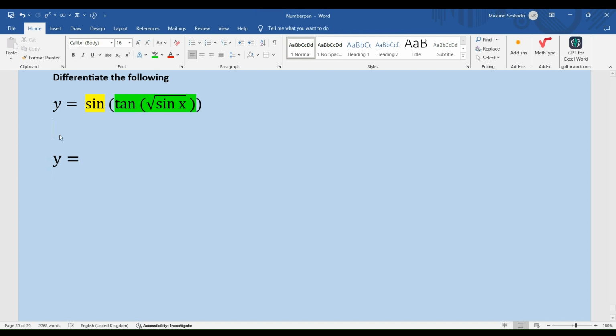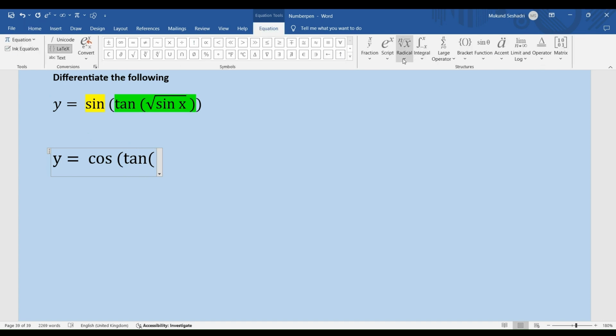I first differentiate the outer function, which is my sine highlighted in yellow, with respect to the inner function, which is highlighted in green, right? So I'm going to write it. I retain the inner function as it is. So this is my step one, and then I'm not yet over.